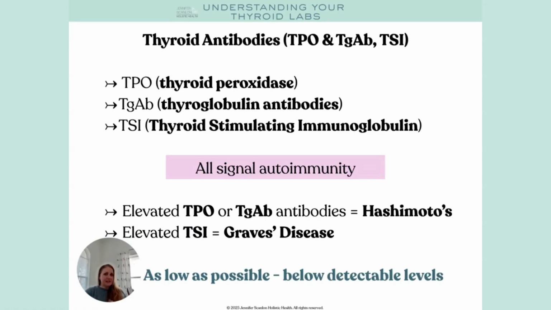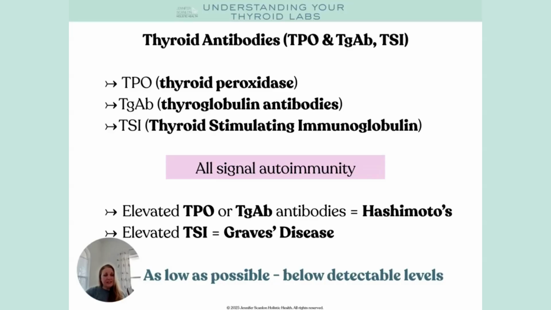Thyroid antibodies, TPO and TGAB, are the ones we're going to measure if we want to rule out Hashimoto's, and TSI is one to measure if we want to rule out Graves'. Thyroid peroxidase is the enzyme your body uses to make thyroid hormones. So if you have antibodies to TPO, that means your body is attacking that enzyme and making it harder for your body to make thyroid hormones.